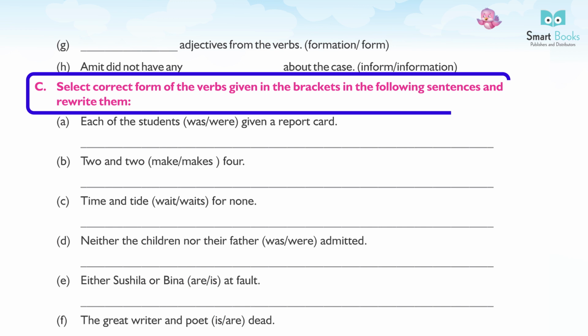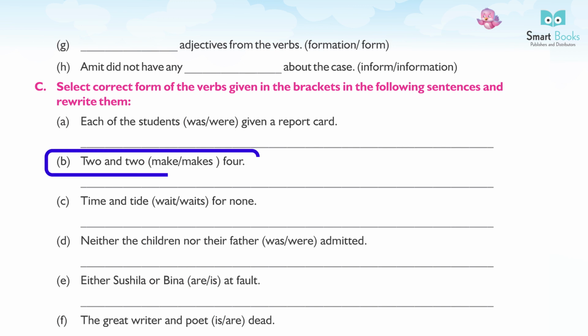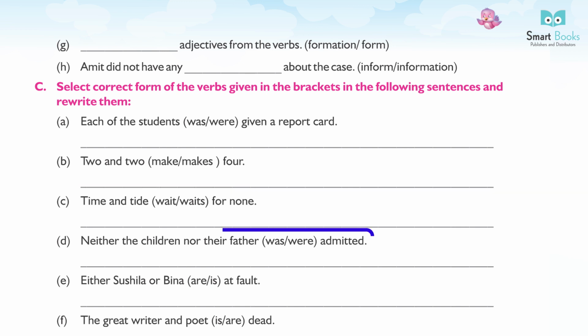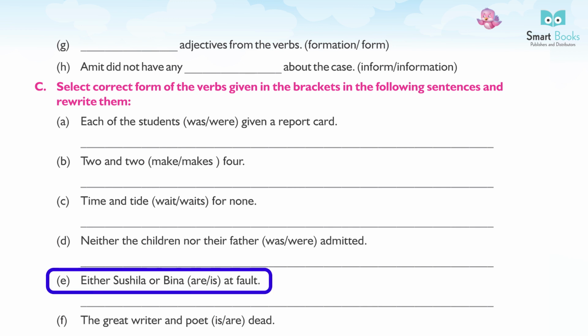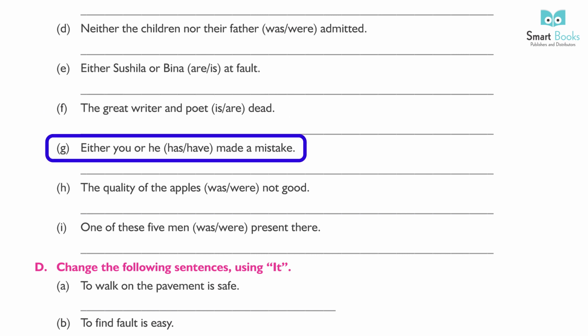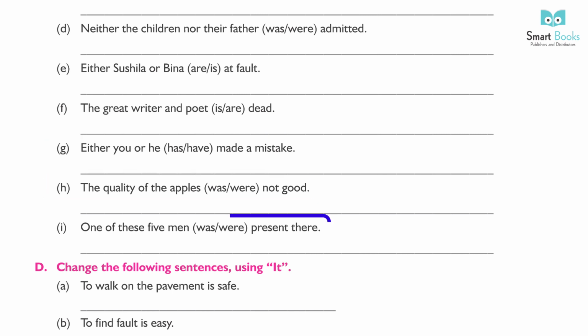C. Select the correct form of the verb given in the brackets in the following sentences and rewrite them. A. Each of the students was given a report card. B. 2 and 2 makes 4. C. Time and tide waits for none. D. Neither the children nor the father was admitted. E. Either Sushila or Beena is at fault. F. The great writer and poet is dead. G. Either you or he has made a mistake. H. The quality of apples was not good. I. One of these 5 men was present there.